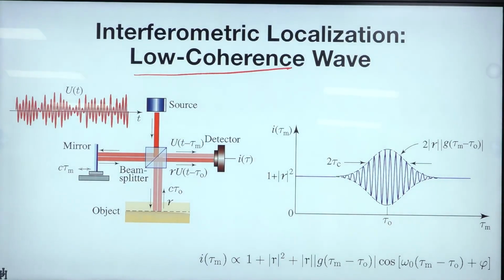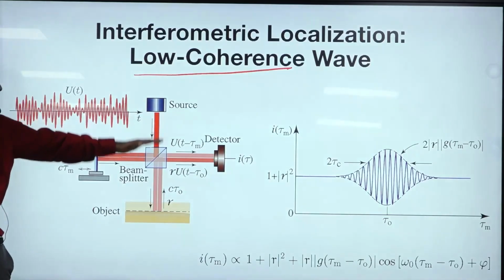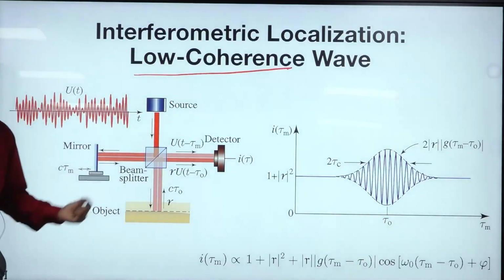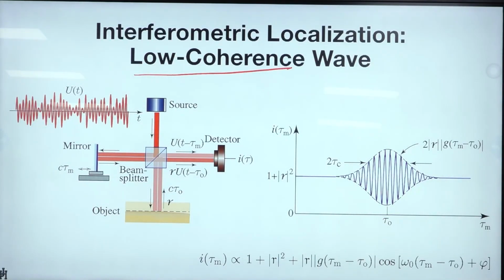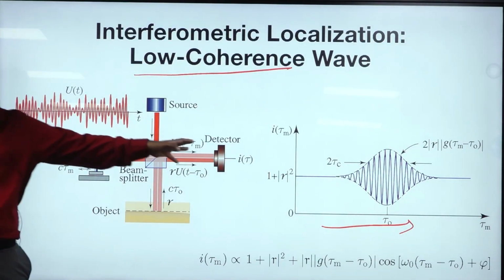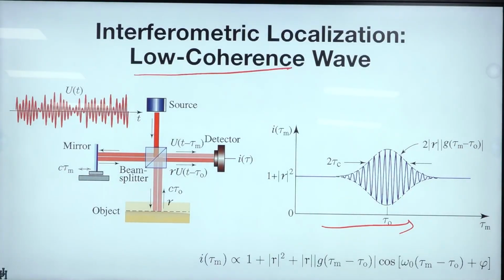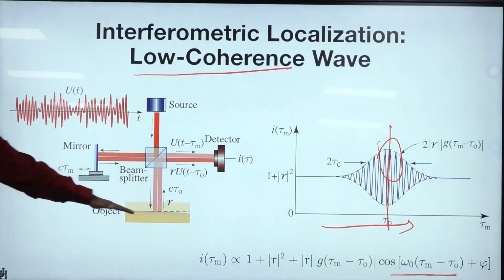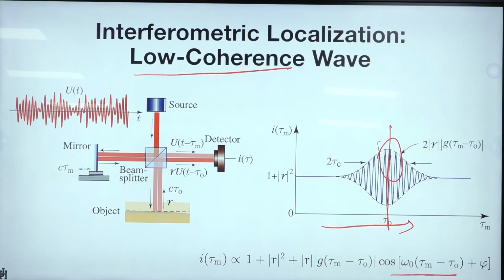But even if you use this kind of light as a source and you split it in two, recombine, and make a measurement as a function of mirror position, you still get the exact same pulse. So by making this pulse and looking at the maximum over here, you can figure out at what depth the signal comes from.